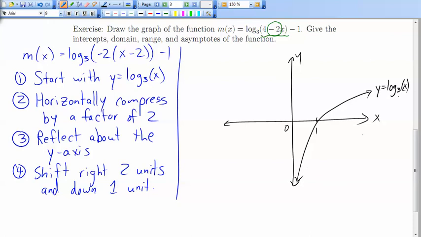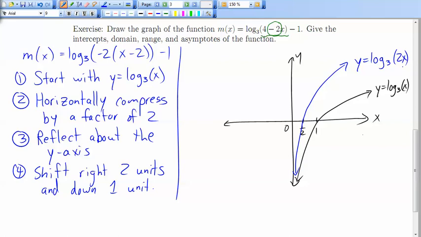Next thing we'll do is horizontally compress. So that means all our x values are going to get divided by 2. Well, that's interesting. That'll actually affect our x-intercept. Instead of being at 1, it'll be at 1/2 all of a sudden. Okay, all our points are going to go half their distance towards the y-axis. So there's y equals log base 3 of 2x.